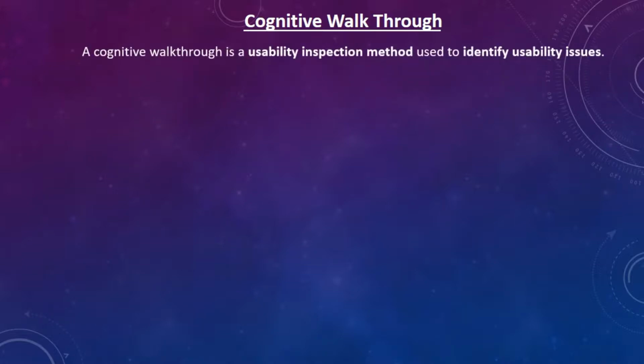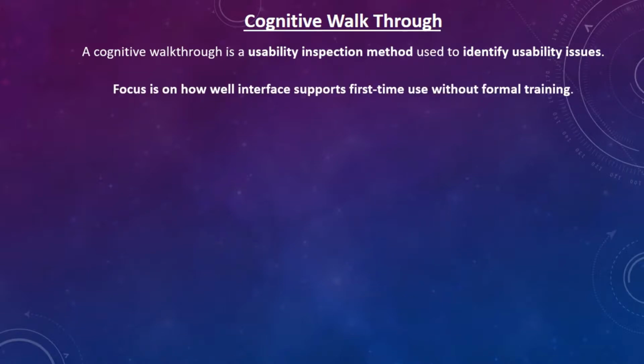This video is about explaining cognitive walkthrough, heuristic evaluation, and usability testing. First off, we will start with the cognitive walkthrough. A cognitive walkthrough is a usability inspection method used to identify usability issues. It focuses on how well interfaces support first-time use without formal training.